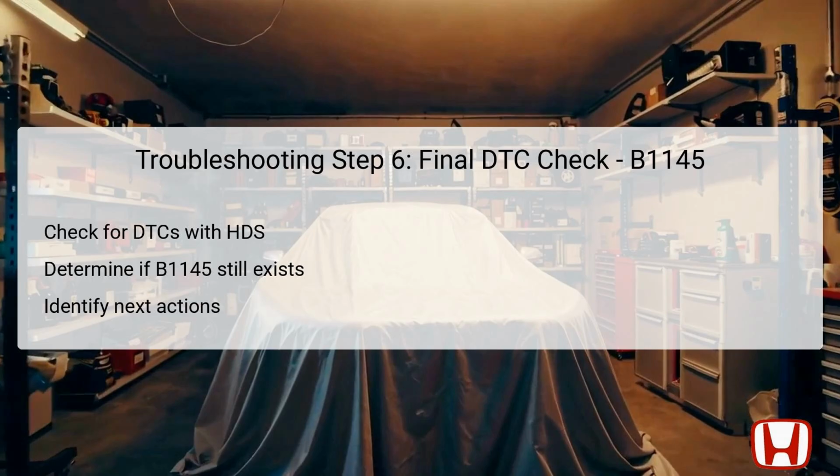In this step, the technician will once again use the Honda Diagnostics System, HDS, to check for any DTCs. The primary goal here is to determine if DTC B1145 is still present after executing the preceding diagnostic steps. If the code remains, it suggests that a deeper issue persists in the system, prompting the technician to proceed to further checks involving component substitution and deeper diagnostics.